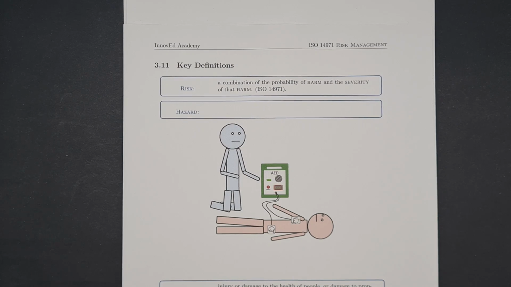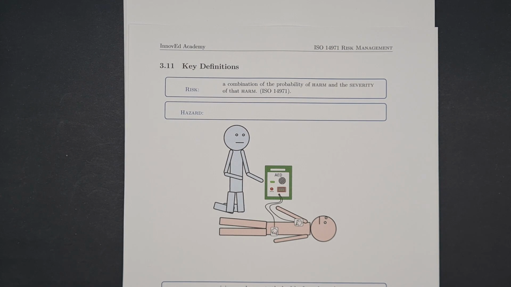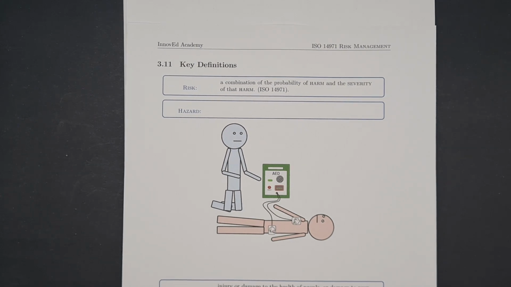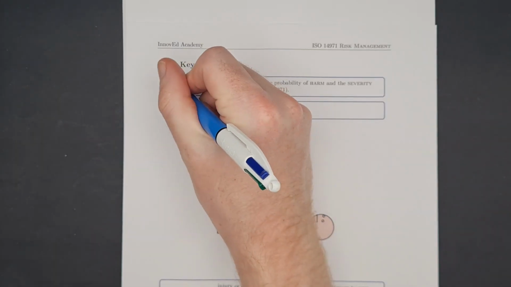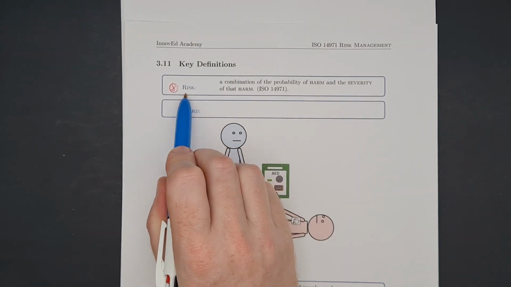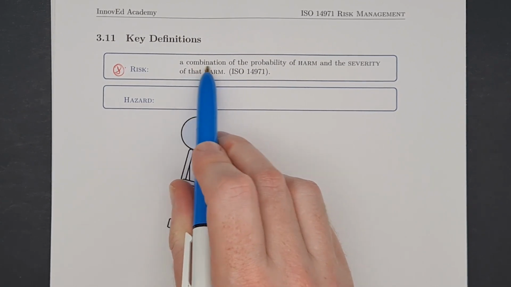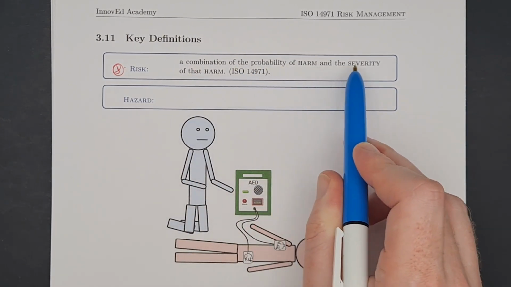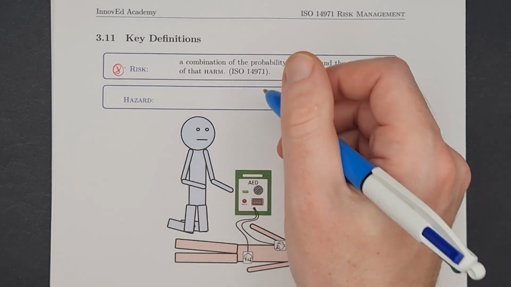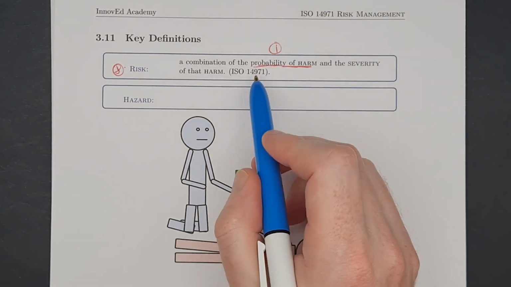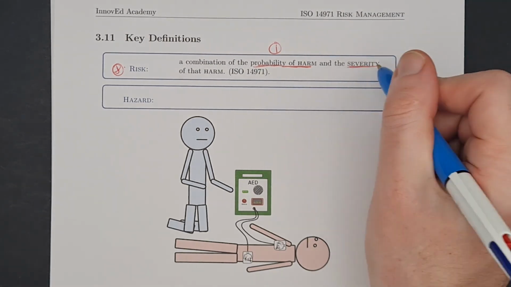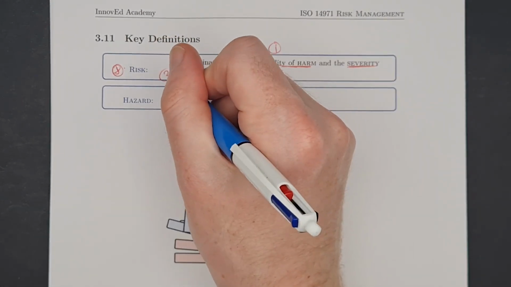In this lesson, we're just going to discuss some key definitions before we get heavily into the risk management process. Some of these terms you'll have seen before, so it'll act as a reminder of what they are. Our key definition is risk. Remember that risk is a combination of the probability of harm and the severity of that harm. So when we talk about risk, we always describe it as the combination of the probability of a harm occurring and the severity of that harm.